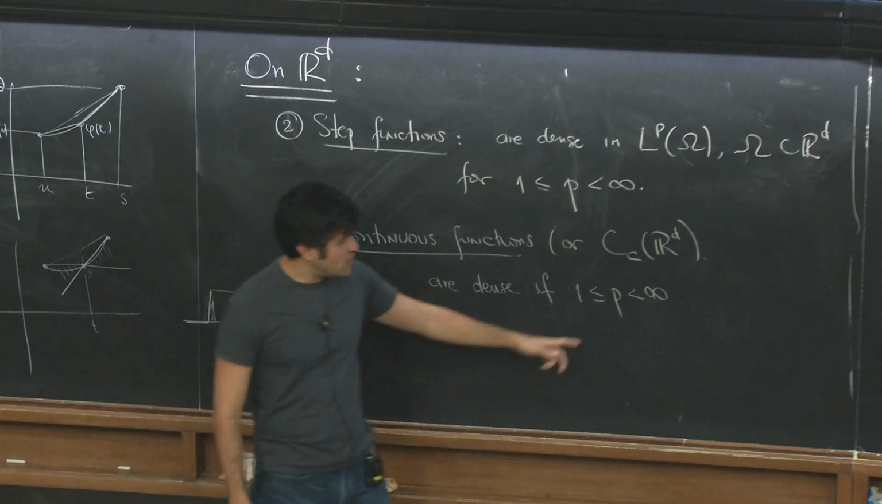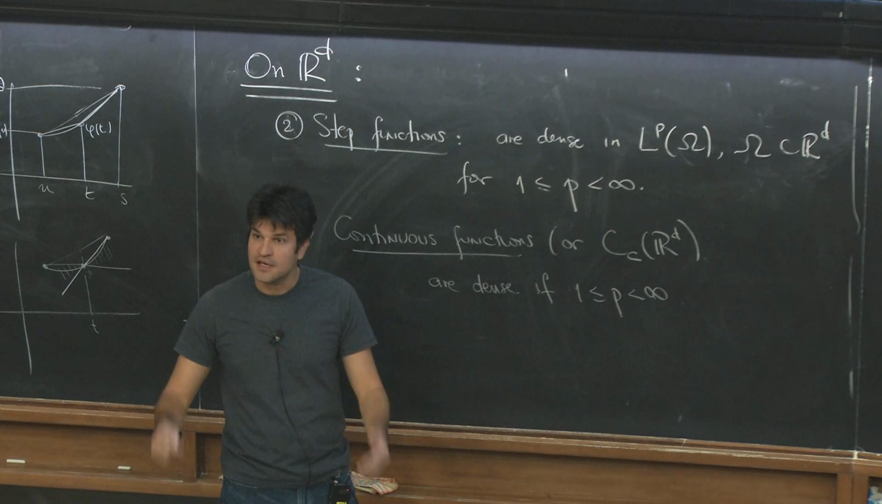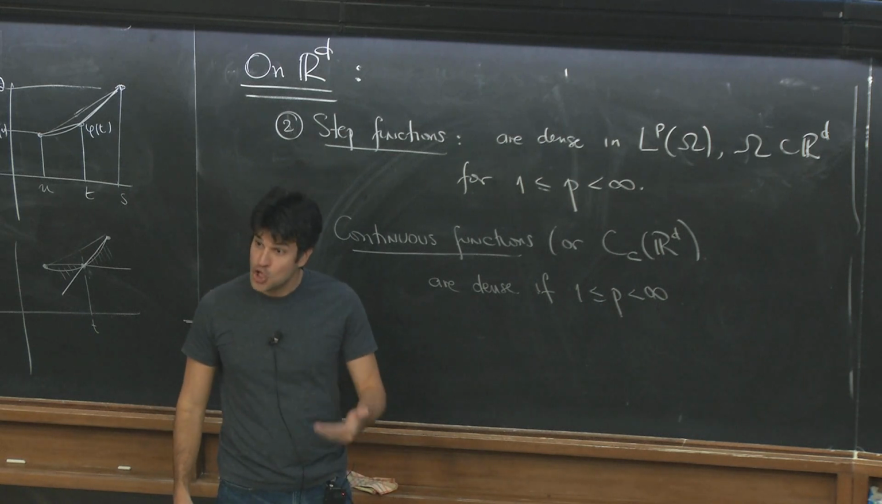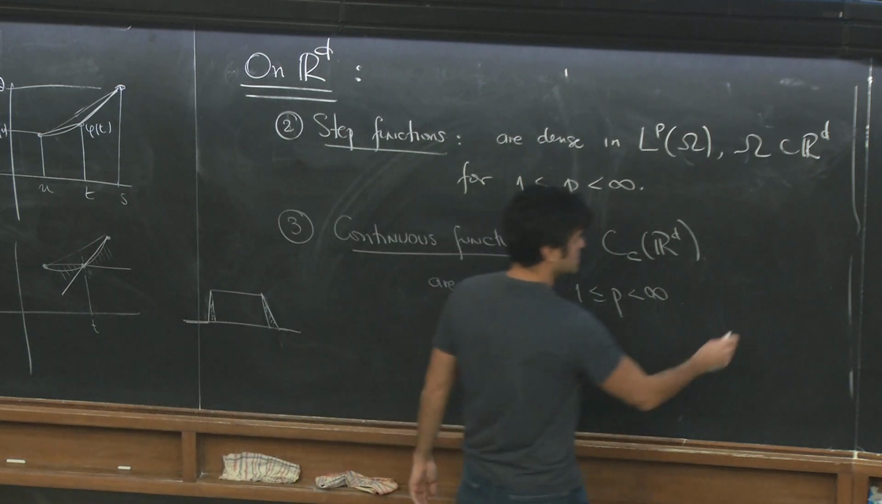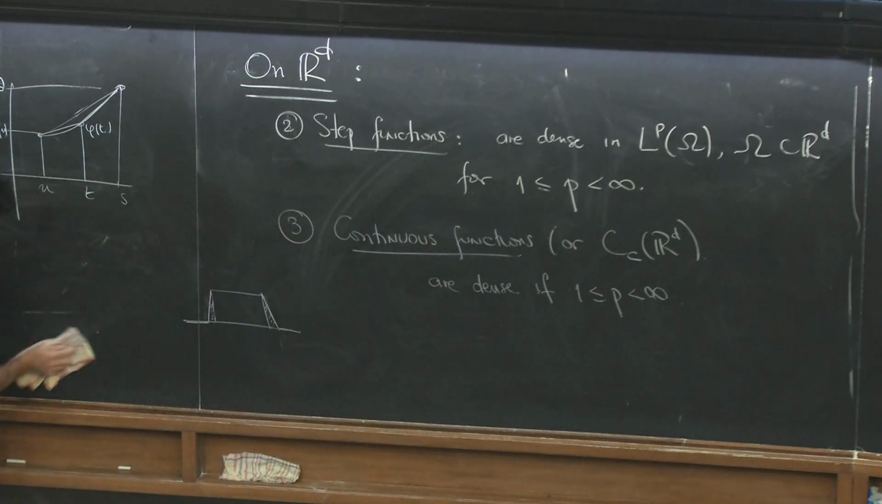What if p is equal to infinity? Can I approximate a function in L infinity with a continuous function? No, you cannot do this. A basic example would be the signum function.